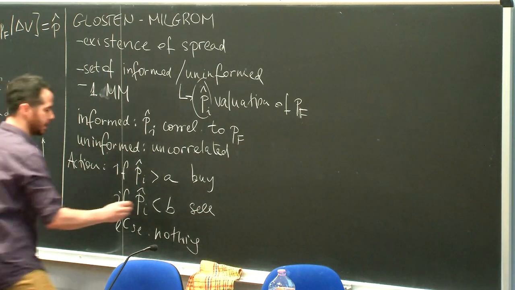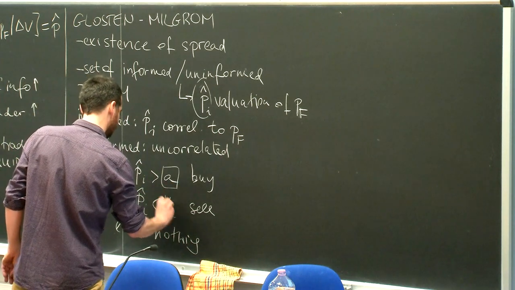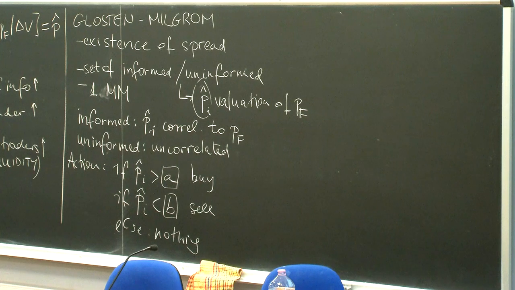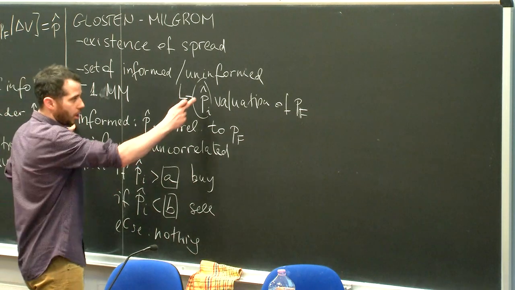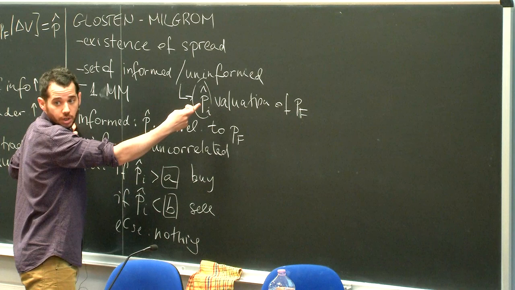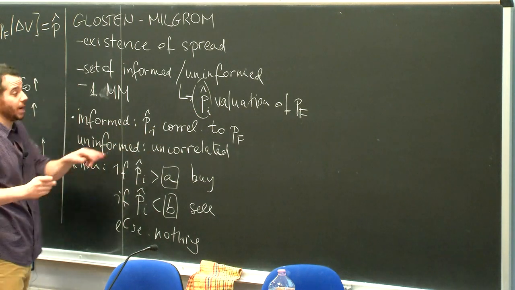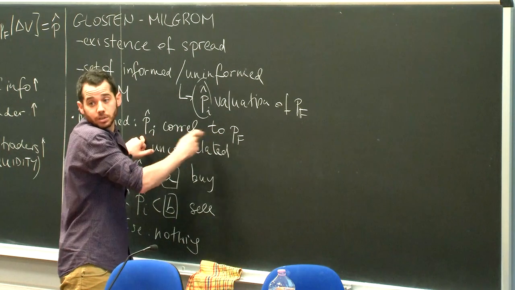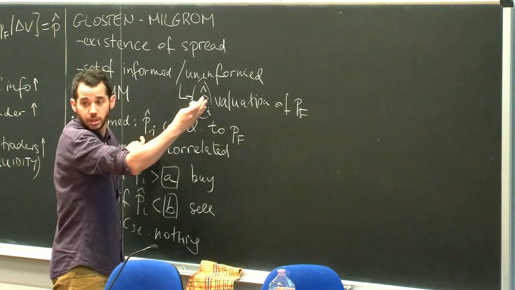B is the best bid, A is the best ask. So it's the price that the market maker is offering to sell at or to buy at. Each of them has an idea of what the price will be in the future. We just define the informed as those who have an idea that is at least somewhat correlated to the actual outcome in the future.